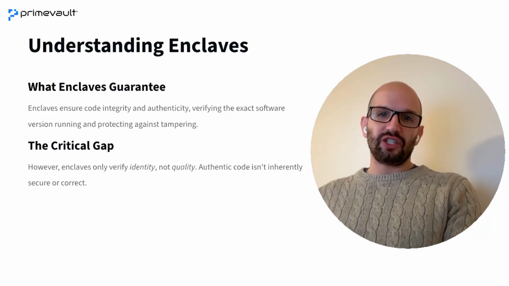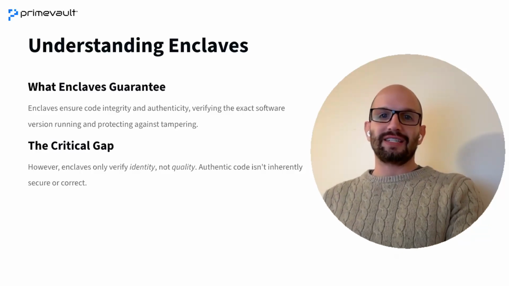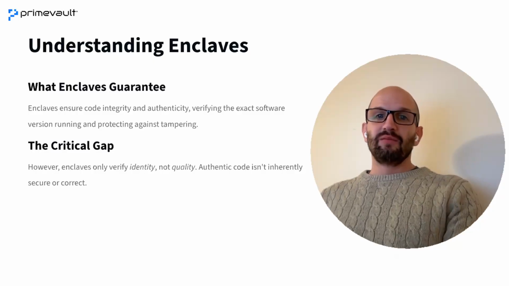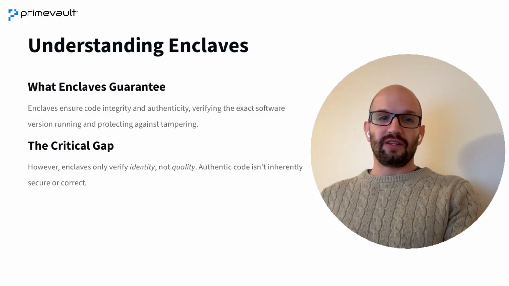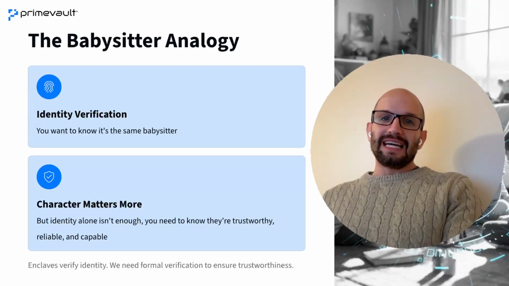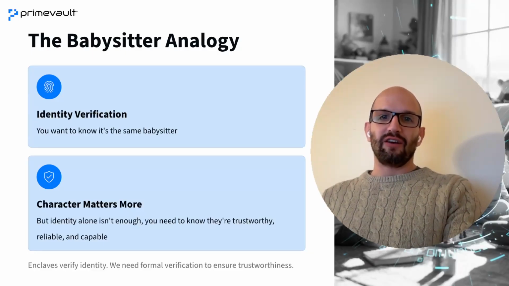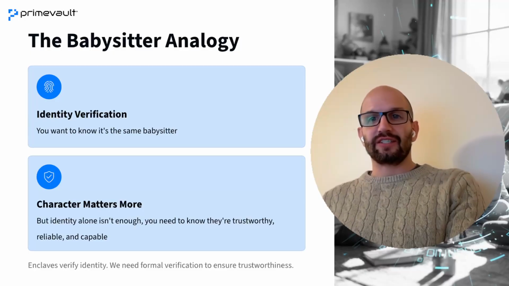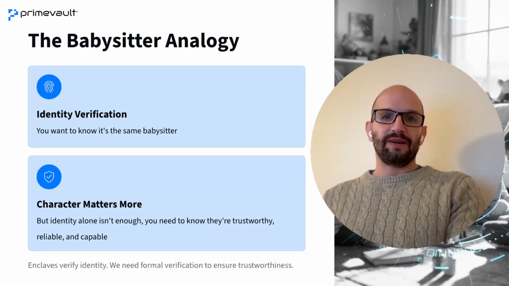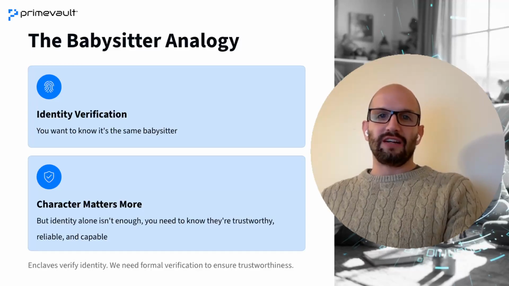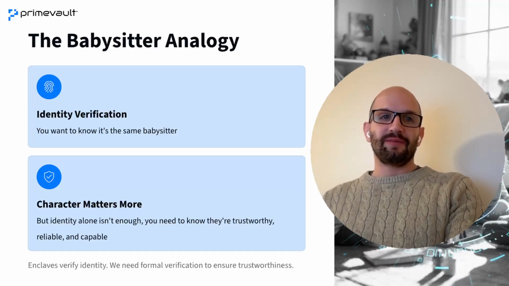That's great, and you can be sure that in a situation like this, your code hasn't been tampered with by hackers. But you don't know just from using an enclave that the code is any good. As an analogy, imagine that you're going to hire a babysitter, and this babysitter is going to be in your house with your kids when you're not there. They can do anything they want in your house, and your kid's safety is in their hands.